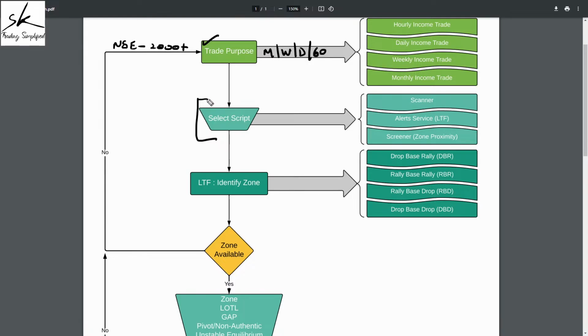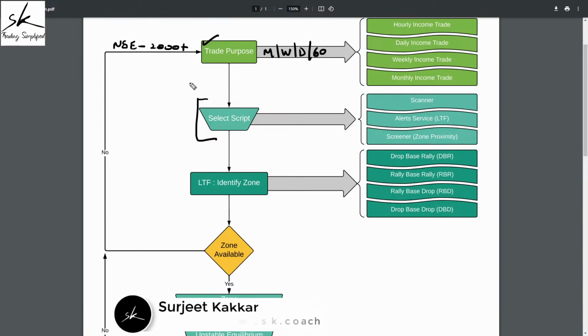For this, we use certain computer programs which are called as scanners or screeners. And the way these computer programs basically work is that we input certain conditions into them, that these are the conditions I'm looking for. And then these computer programs identify that out of these n number of symbols, which symbols are matching with those conditions. And whatever is matching with those conditions, it gets shortlisted for us.